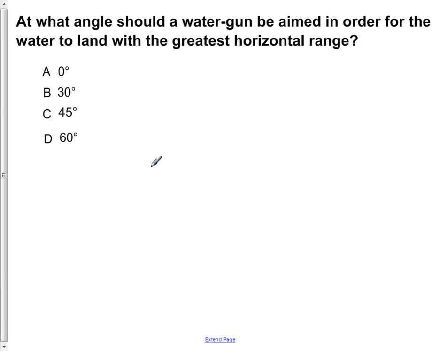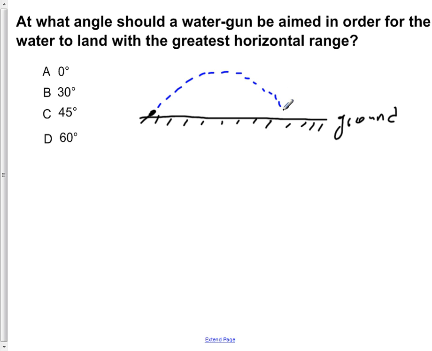At what angle should a water gun be aimed in order for the water to land with the greatest horizontal range? If we think about this, it is simple projectile motion along the ground, as shown here. If we have the water gun here and we shoot the stream of water, it's going to follow a parabolic path shown here and land here. We want to know at what angle this should be fired for R to be the greatest. So we want to know what theta should be in order for it to be the greatest possible value.